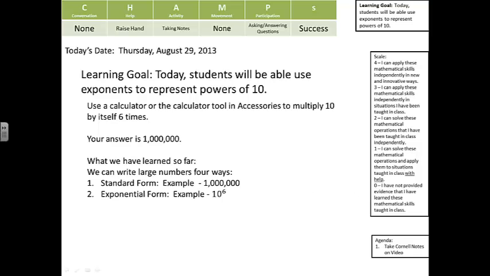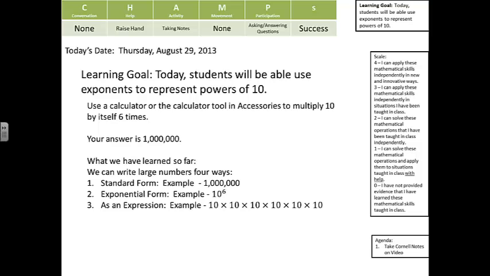The second way that we can represent large numbers is in exponential form, where we use a base and an exponent. The base is the number that we multiply things by, and we multiply it a certain number of times, and the exponent tells us how many times we multiply the base by itself.